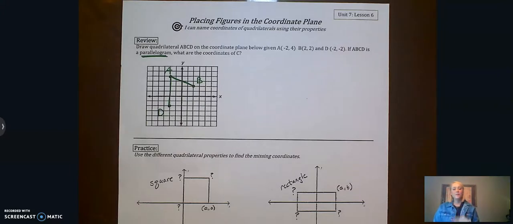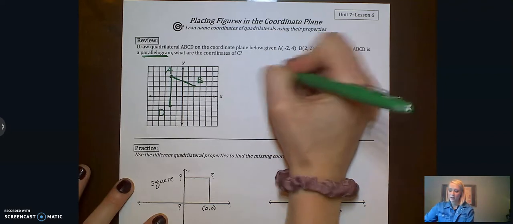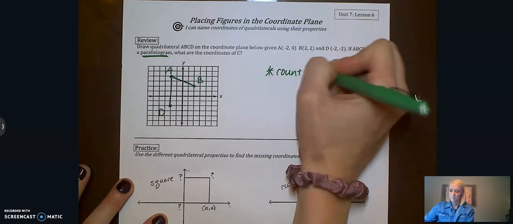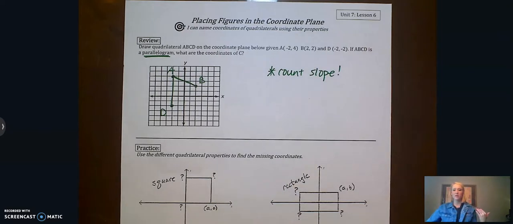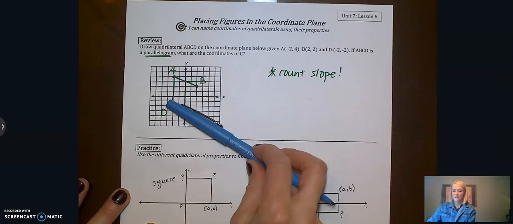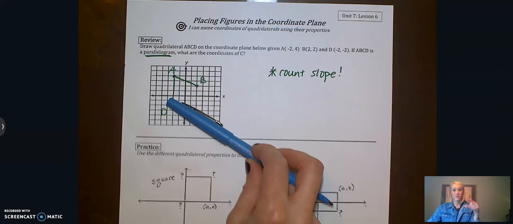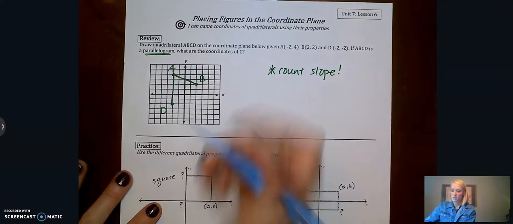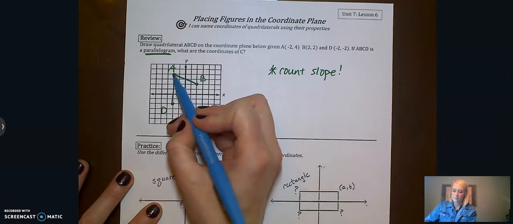Okay, if you see parallelogram and they're talking about the X and Y axis, think slope, you guys. If it's a parallelogram, opposite sides are parallel, so they need to have the same slope. So the quickest way to do this problem is just to count some slopes. Don't need to use any formulas here. I'm just going to count the slope. So AB, that side, whatever the slope of that side is, DC should have the exact same slope for them to be parallel.